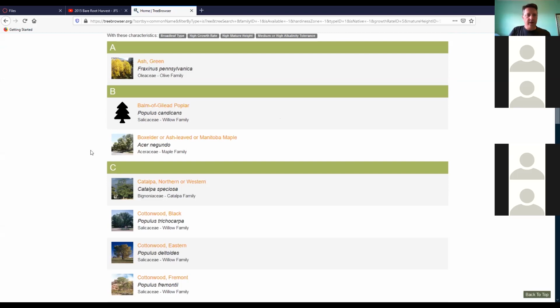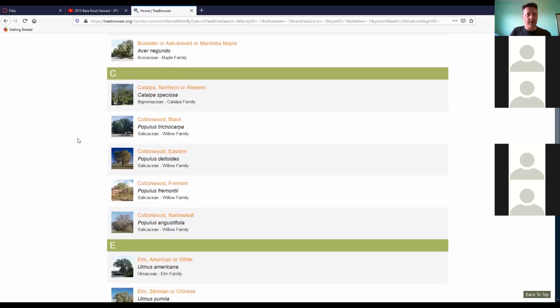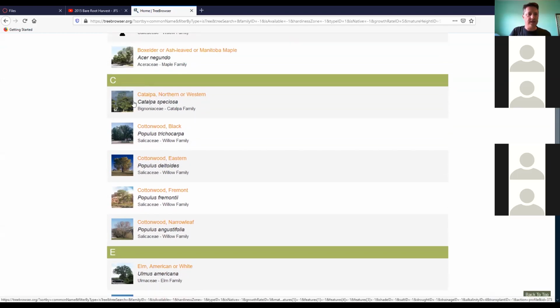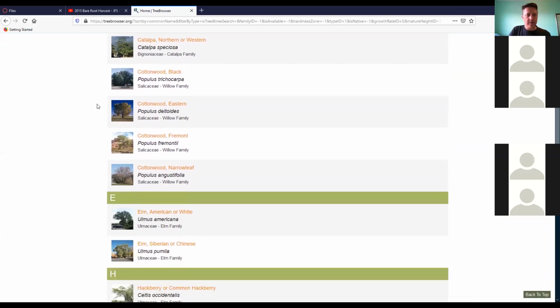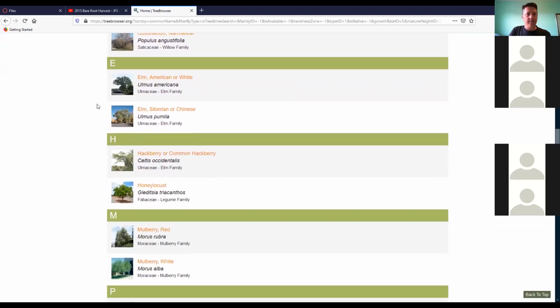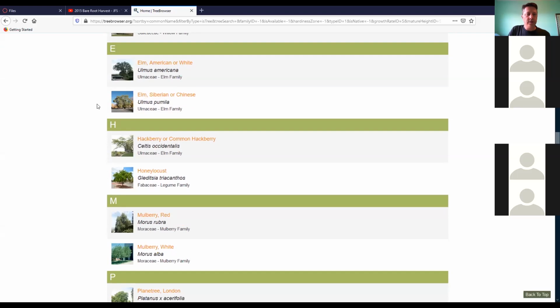The other ones I wanted to go down are really just kind of trashy. Catalpa grows fast. It's not particularly messy except for the bean pod, so that's one I wouldn't necessarily scratch off the list. But certainly the cottonwoods typically grow fast and are pretty messy. The other one I wouldn't scratch off the list here, or that I would potentially use, are elms.